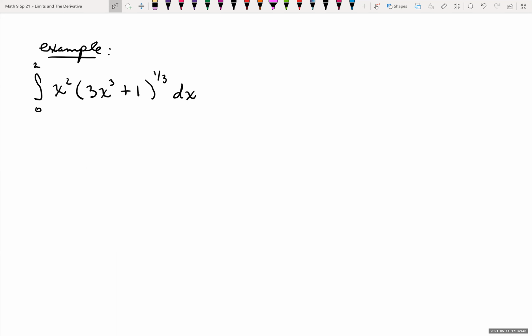So again, another u substitution. We're going to choose u, what's inside our parentheses. So u is equal to 3x cubed plus 1. So let's take the derivative of both sides. So we get 1 du equals the derivative of 3x cubed plus 1, which is 9x squared dx. So solve for dx, divide both sides by 9x squared. We get dx equals du divided by 9x squared.